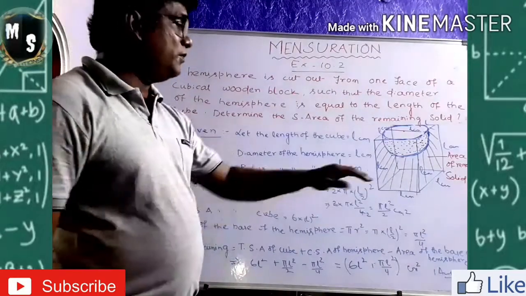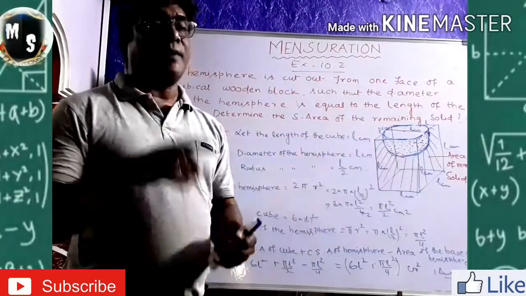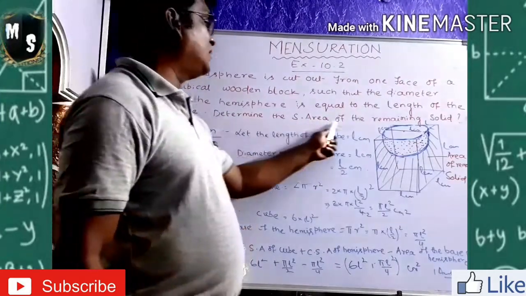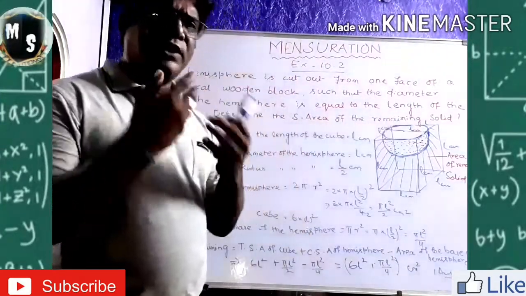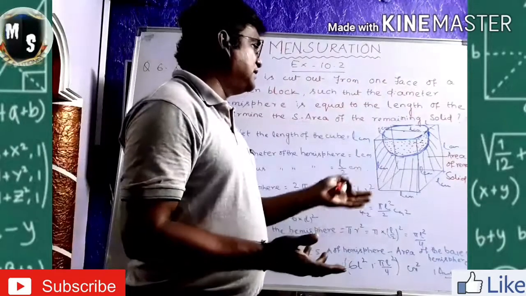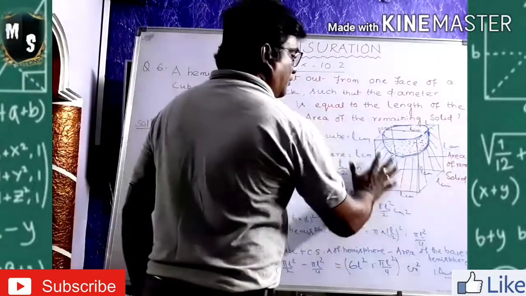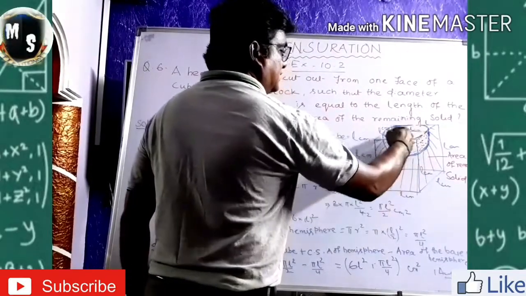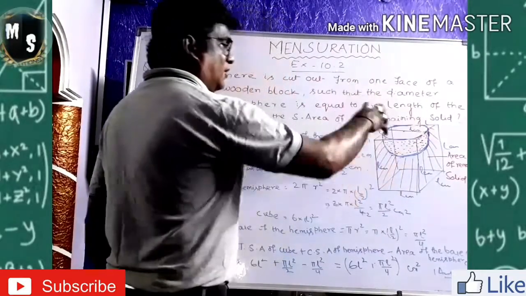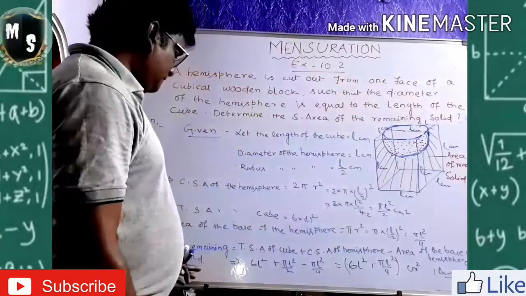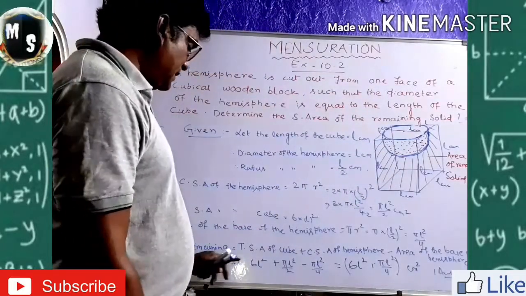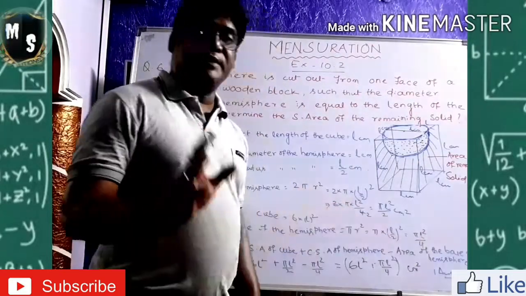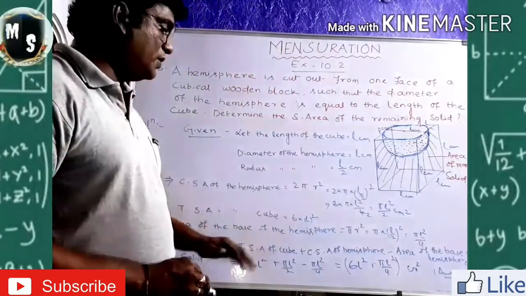So first of all, when you see this combination figure, you have to remember the formula. What is he asking? He is asking to determine the surface area of the remaining solid. So the surface area of the remaining solid is the total TSA of the cube plus CSA of the hemisphere minus this one. This is not there, this is already taken out. So the surface area of the solid is TSA of the cube plus CSA of the hemisphere minus the area of the base of the hemisphere. I hope you understand it.